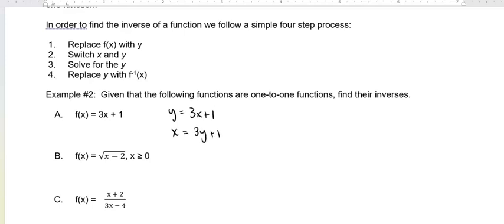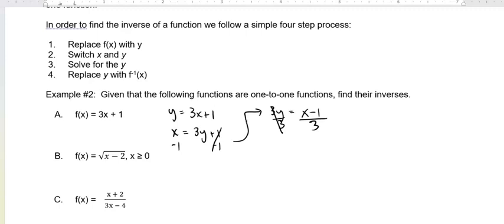Now I solve for y. Okay, so I got to solve this guy for y. So I'm going to subtract 1 from both sides. So that gives me, come over here, 3y minus 1. Whoop, that's not right. Try that again. 3y equals x minus 1. And then I got to divide by 3, and I've solved for y. So y equals x minus 1 over 3.